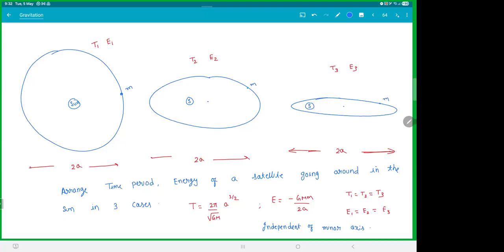Clear with this? Take a break, come back by 9:40. We'll continue from here. Any doubt so far?